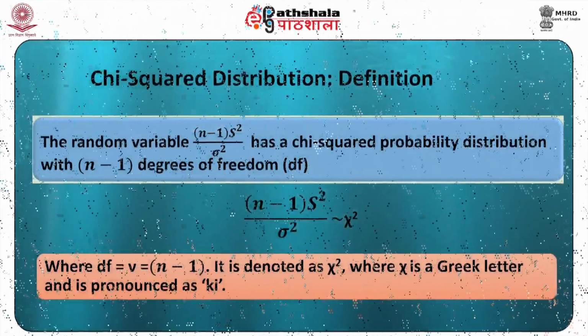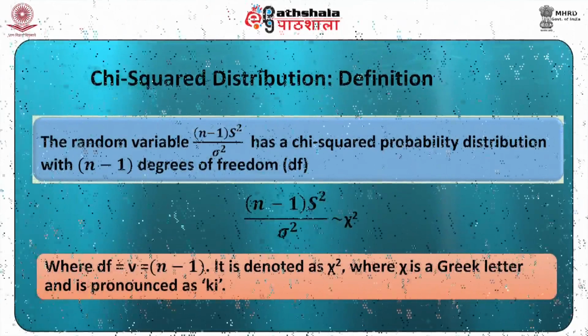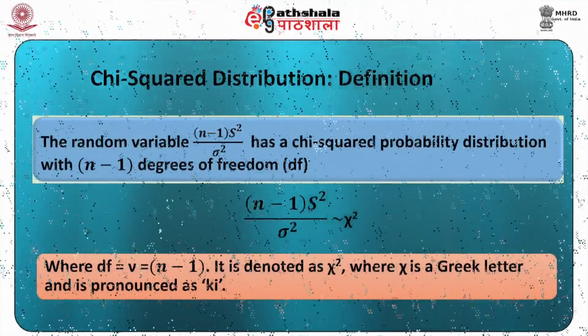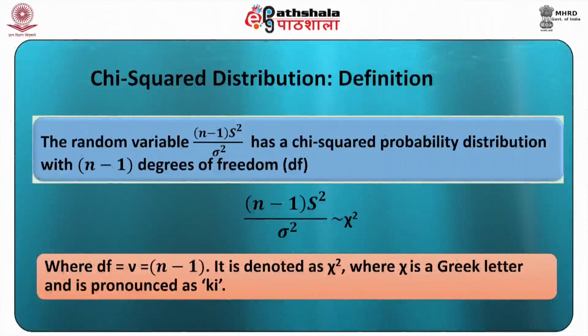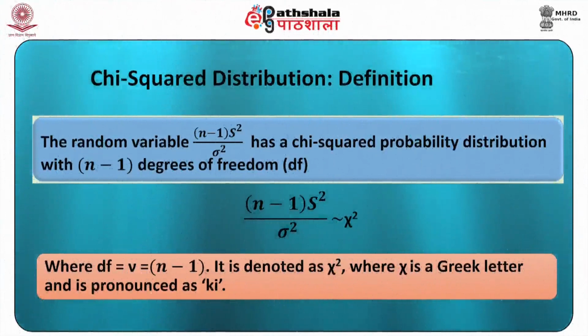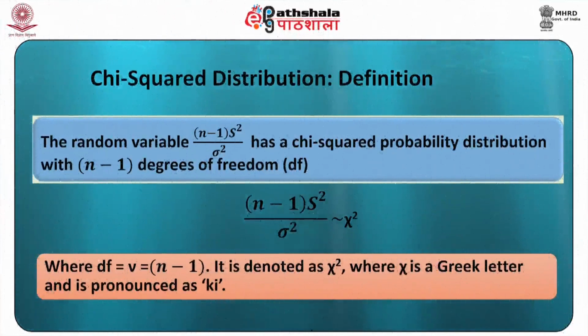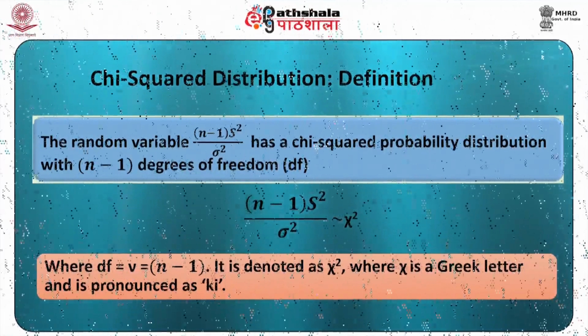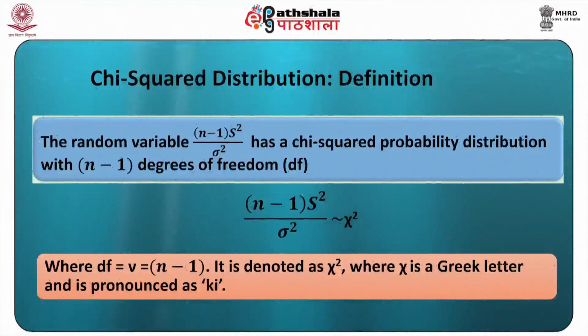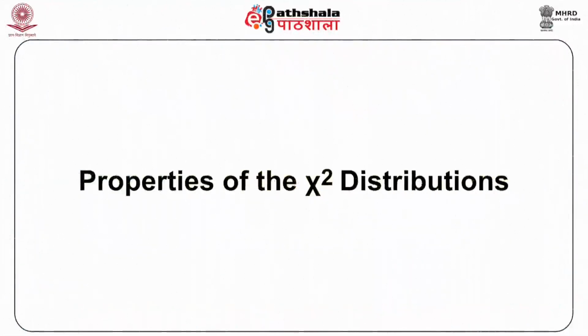Then you will find that the random variable (n minus 1) into S squared upon sigma squared has a chi-square probability distribution with n minus 1 degrees of freedom. In notational form, we can write this as (n minus 1) S squared upon sigma squared distributed as chi-square nu, where degrees of freedom is denoted as nu equal to n minus 1. It is denoted as chi-square, where chi is a Greek letter, and I am sure you know it is pronounced as chi. Properties of this chi-square distribution.